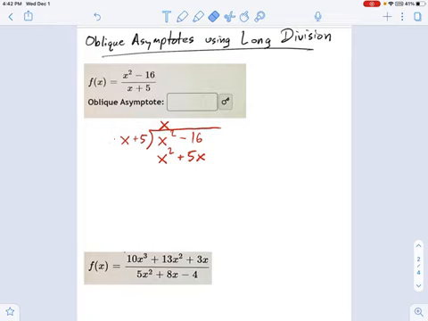You might recognize part of this from your long division days back in 4th grade or whenever. Now, I need to subtract this thing. So I'm going to subtract this x squared plus 5x from x squared minus 16. x squared minus x squared is just 0. Negative 16 minus 5x is going to be negative 5x minus 16. I'm going to keep the x's on the left. And now we start all over again.